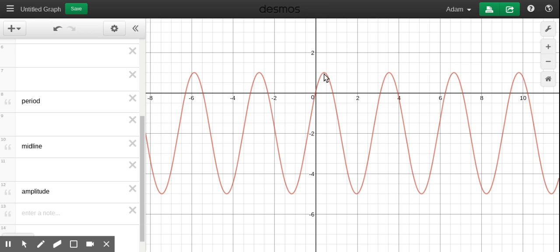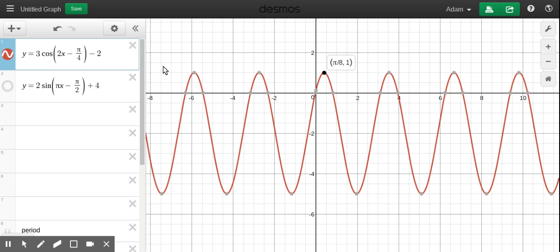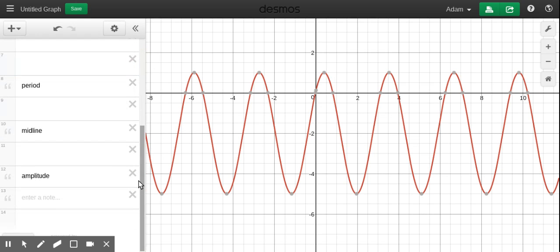So let's look at the crests of these functions here. Way up here we have pi over 8, comma 1. And it peaks again, so it goes all the way down, comes back up again at 9 pi over 8, comma 1. And then it goes all the way down and comes back up again at 17 pi over 8, comma 1.